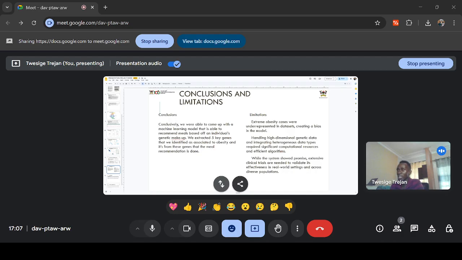Then going to the conclusions and the limitations. Conclusively, we are able to come up with a machine learning model that is able to recommend meals based off an individual's genetic makeup. We extracted 5 key genes, as we already talked about, from the genetics data set. Then the limitations we got: as I addressed at some point, there is a case of extreme obesity and also a case of very low obesity, and this is a very common case. So you find that the medium class is always a bit balanced. The other thing is handling high dimensional genetics data and integration with heterogeneous data types. That is a very big limitation that we have.